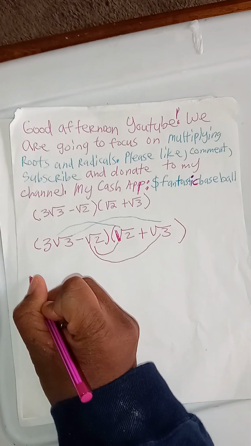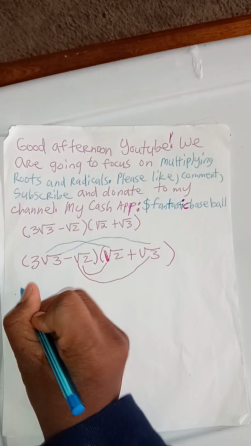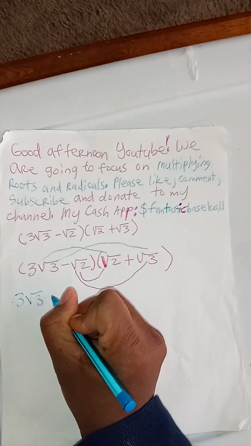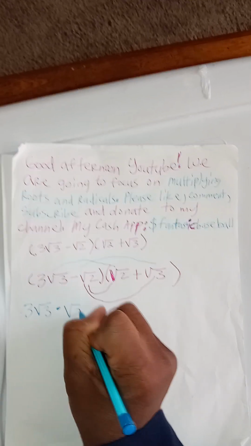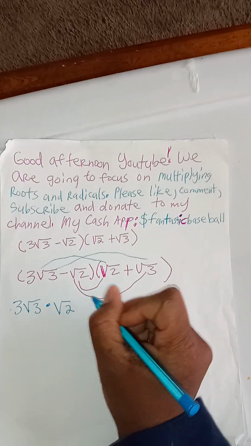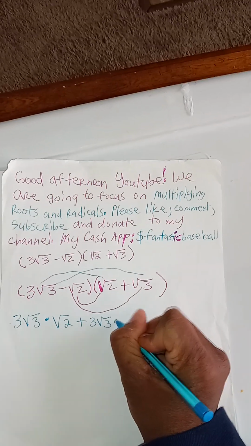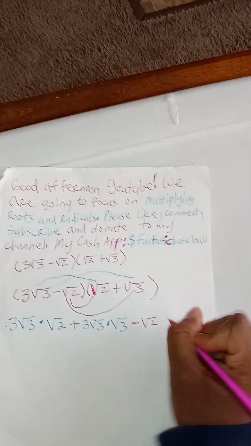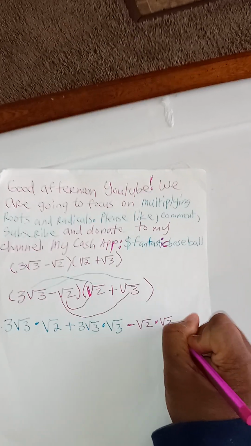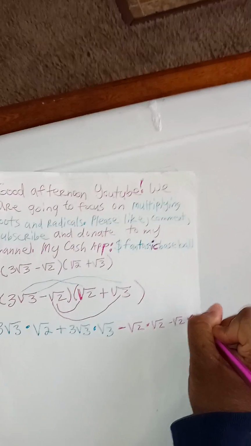Okay, so it's going to be 3 square root of 3 times square root of 2, plus 3 square root of 3 times square root of 3, minus square root of 2 times square root of 2, minus square root of 2 times square root of 3.